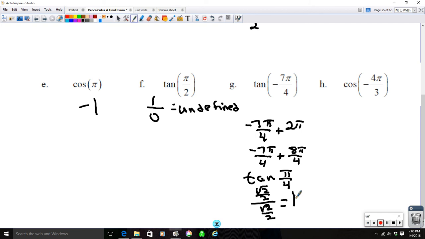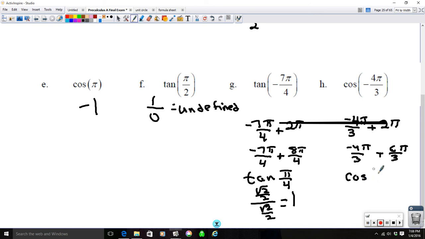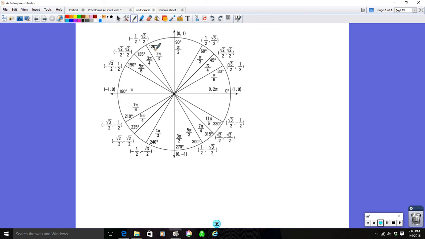Letter H. Cosine of negative 4 pi over 3. Again, negative 4 pi over 3 is not where it appears on our unit circle. This is a coterminal angle. So again, we're going to be adding 2 pi. Negative 4 pi over 3 plus denominator of 3 times 2 pi is 6 pi over 3. So what it's really asking you to find is cosine of negative 4 plus 6, which is 2 pi over 3. So we're going to run over to our unit circle. And we're going to go to 2 pi over 3, and cosine of 2 pi over 3 is the negative 1/2.